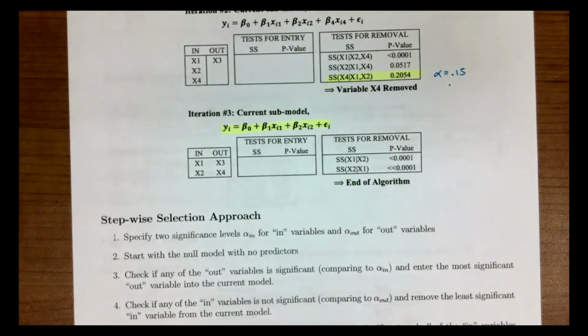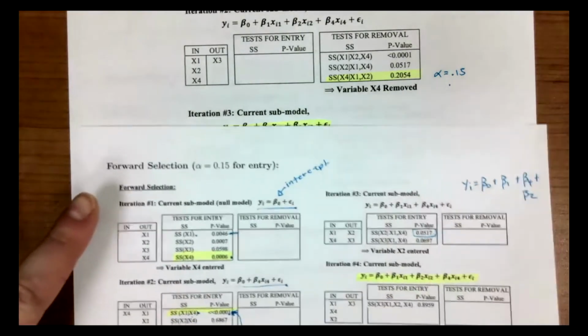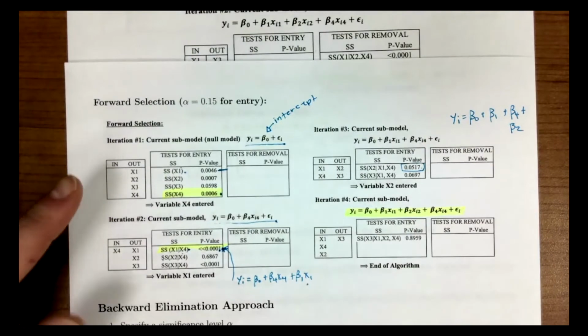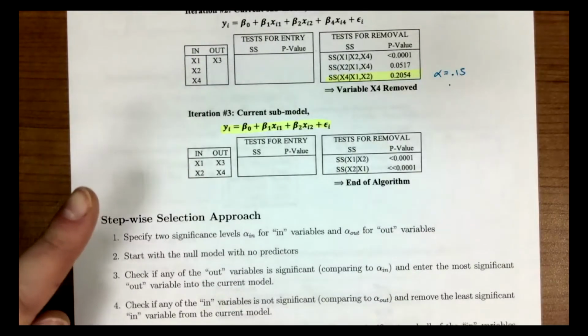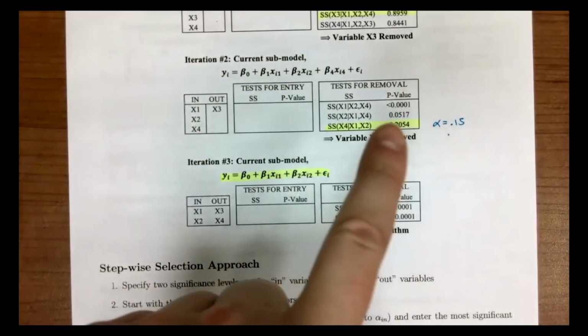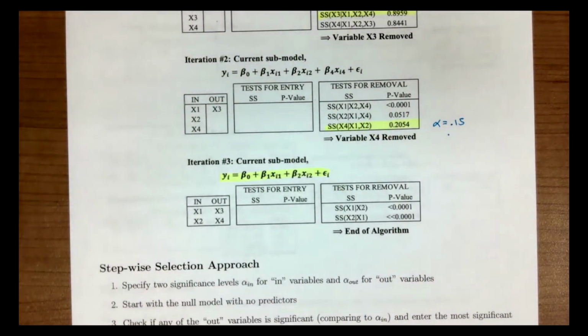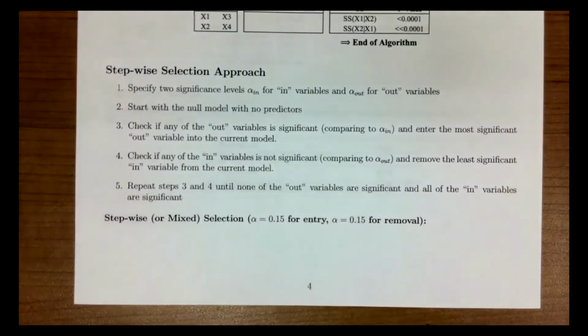Okay, so we had forward selection, where once we added the variable, it stayed in the model. We had backward selection, which was once we removed a variable, it stayed out of the model. Now what we're going to talk about is kind of a mixture of the two, or stepwise, sometimes called mixed selection approach, where we're going to be going back and forth entering and removing certain variables based again on this p-value criterion.